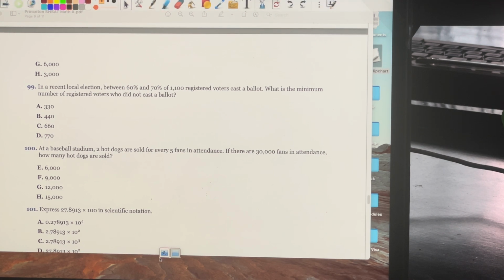In recent elections, between 60 and 70% of 1,100 registered voters cast a ballot. What is the minimum number of registered voters who did not cast a ballot? What is the minimum?